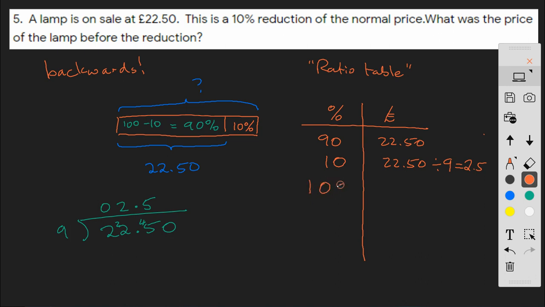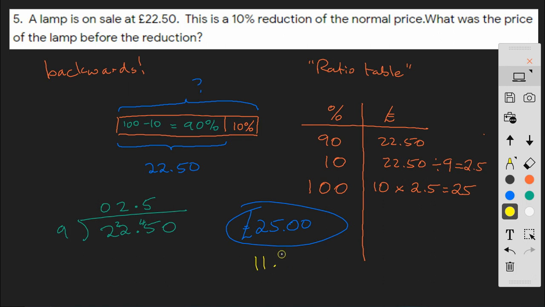So 100%, which is what I'm after, is going to be 10 times 2.5, which is 25. So my answer to this question is 25. And if you want to go on to Century and try some more nuggets with these, what are called reverse percentages, then have a go at 11.11.